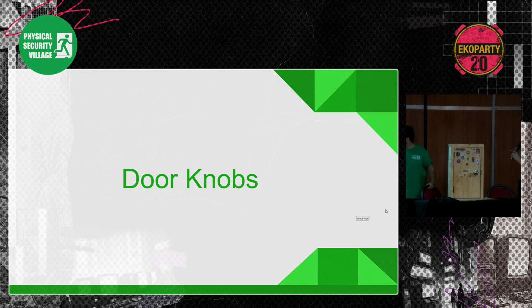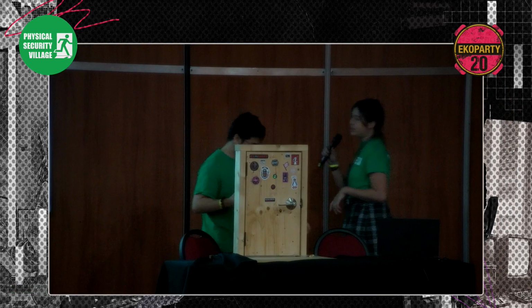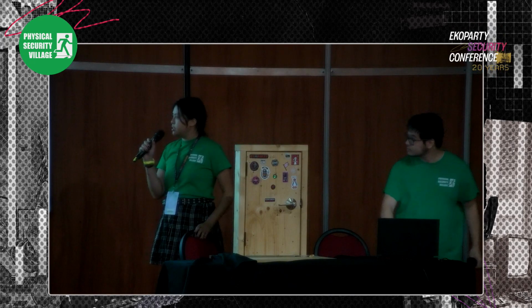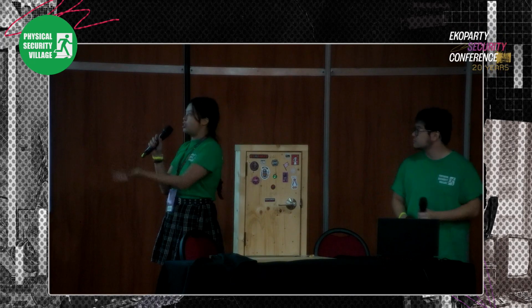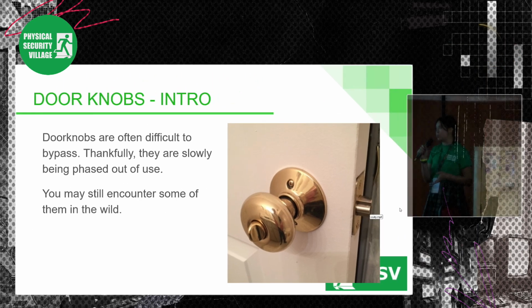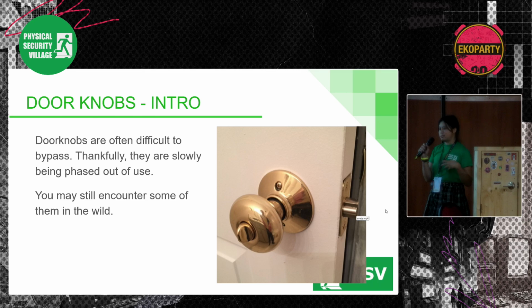I think this is my section. Okay, so next I'm going to be talking about doorknobs. So this is a doorknob, obviously, and these are a lot more difficult to bypass than lever-actuated handles, but they are being slowly phased out of use, at least in facilities and work buildings and things like that, because of disability law and because they're very difficult to open in the case of a fire.